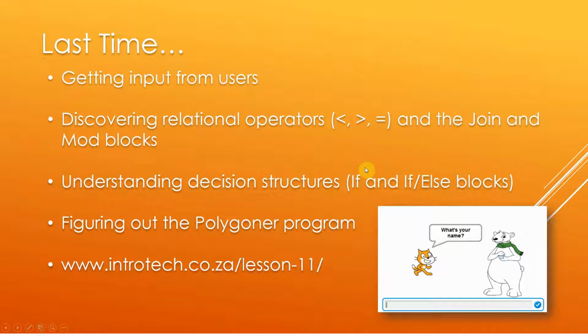We also had a look at 2 other very important blocks called the if block and the if else block, which are also known as decision blocks, which are used widely in all types of programming to make things happen the way they should. We also started on the Polygoner program. In the video version of lesson 11 we finished it. In the class lesson we didn't finish it, so if you watched the video you would have gone through it all. And if you attended the class, we only finished it in lesson 12.